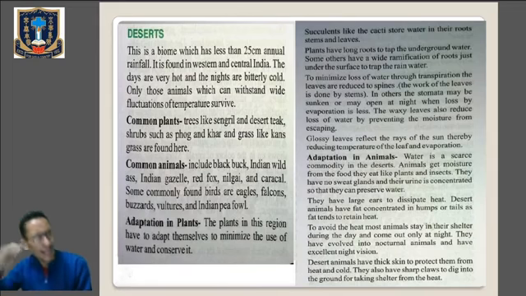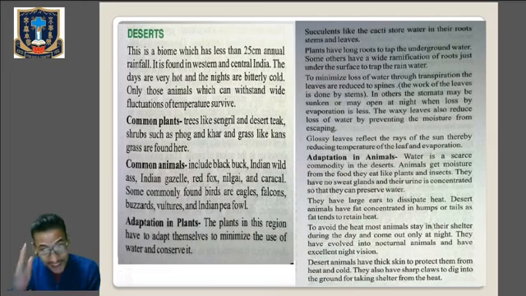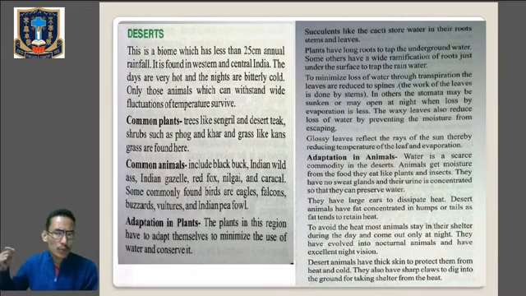So these are a few adaptive features present among the plants grown in the desertic biome in order to conserve water and reduce the loss of water by transpiration and evaporation. Clear? So let's go to the adaptations present in animals.